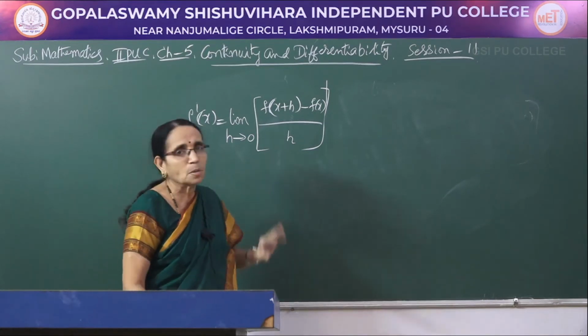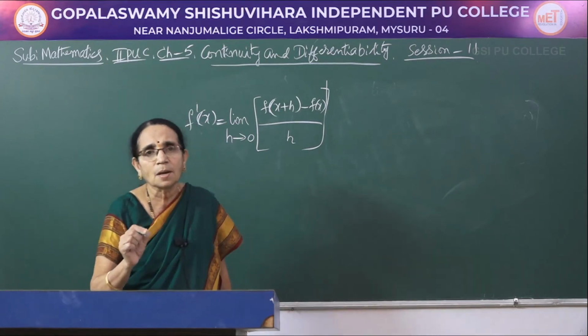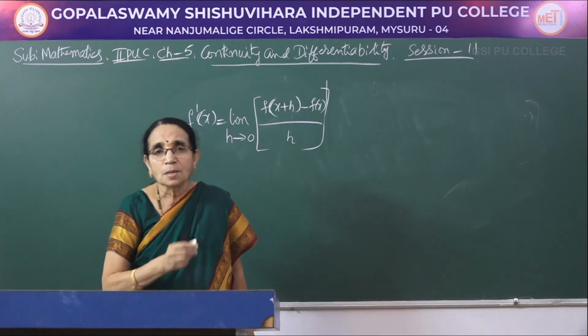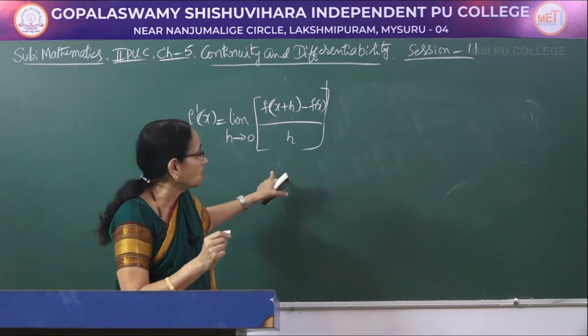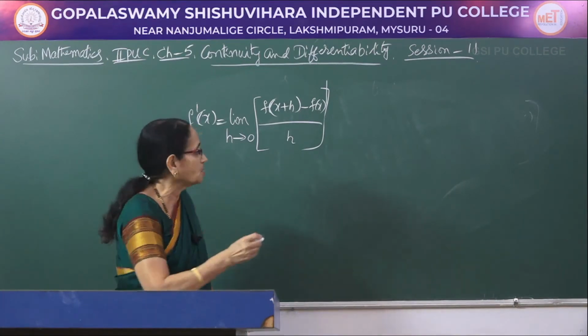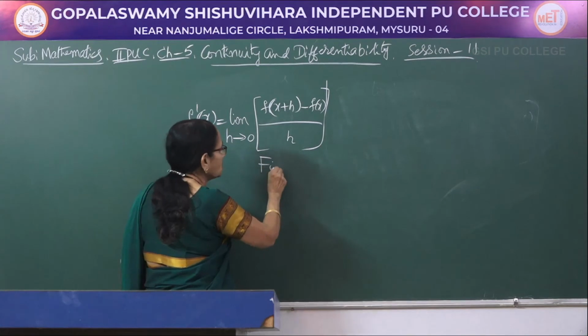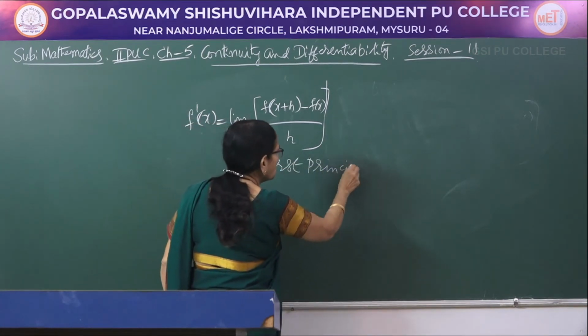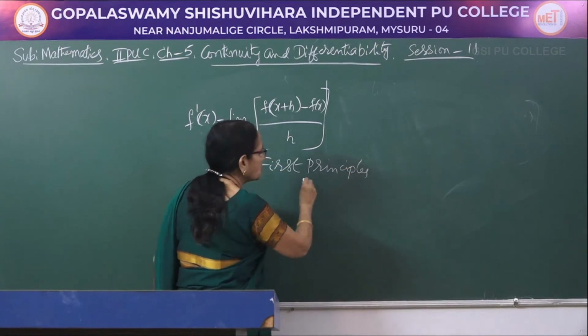Now, this is the formula we use to get the derivative. When you use this formula and find the derivative, this method of finding the derivative is called the first principles method. It is called the first principles method. Okay.